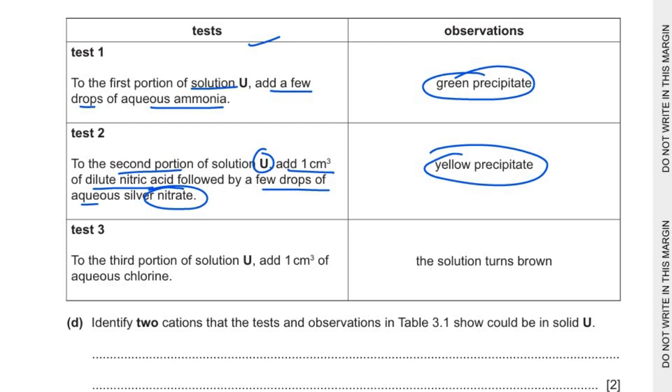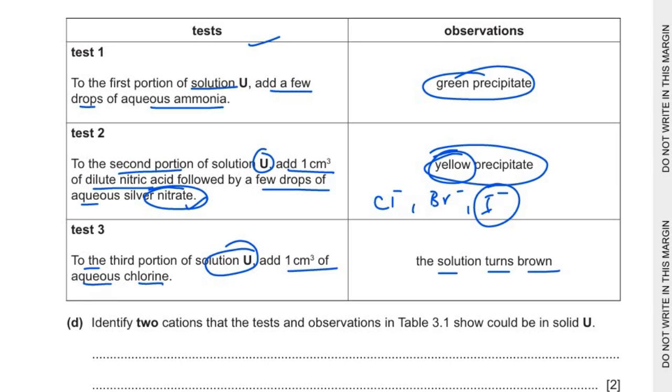Now if you're going to check the cation and anion table, you might find that the silver nitrate test is the test for chloride, bromide and iodide, and if we get yellow precipitates, it's the positive test for the iodide ions. But yes, we'll check the table at the end. To the third portion of solution U, add 1 centimeter depth of aqueous chlorine and the solution turns brown. Now remember the test, it's aqueous chlorine that turns solution brown.